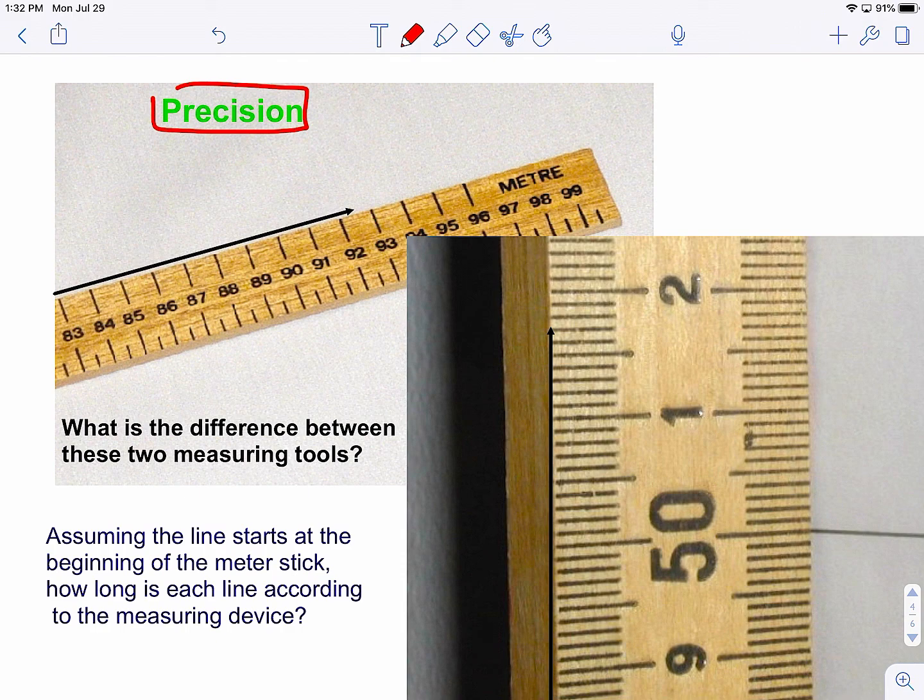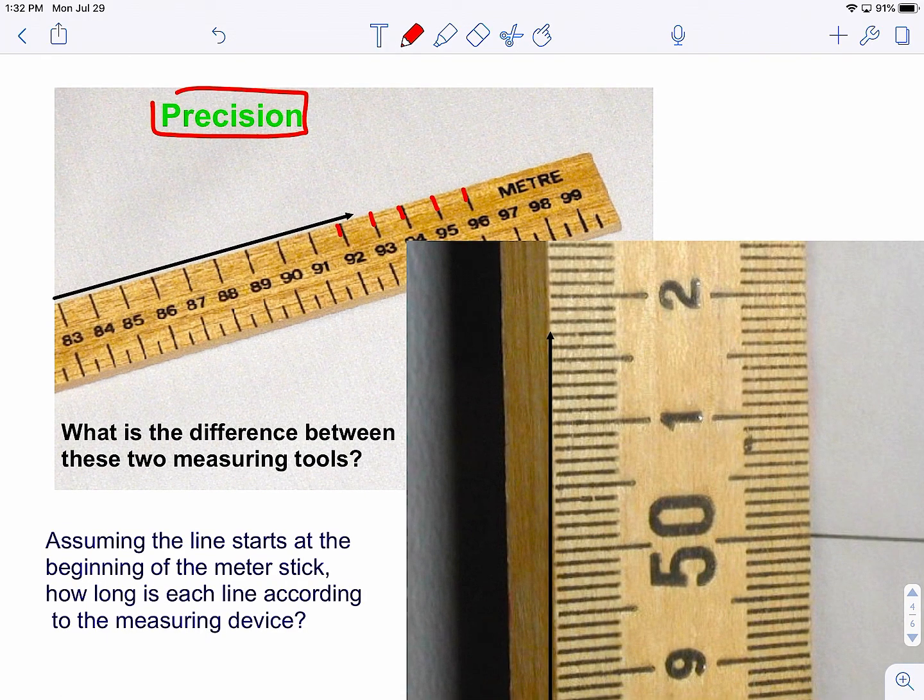So we have 2 meter sticks here. You can see here we have 1 meter stick that has just the centimeter markings. And then here, this meter stick has the centimeter markings, but in addition, it also has the little millimeter markings, okay?